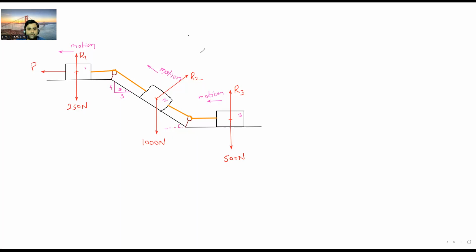Now if I show the frictional forces, if this is the direction of the motion, the frictional force will be in the opposite direction for this block. Here also, if this is the direction of the motion, then the frictional force will be in the opposite direction. This is the frictional force, I will call this F2. And for the third one, if this is moving upward, then the direction of frictional force is like this, F3.